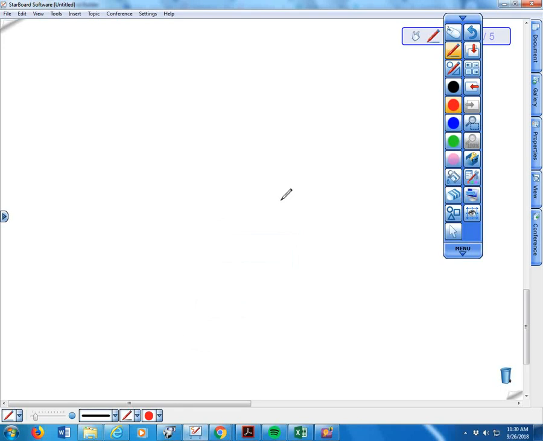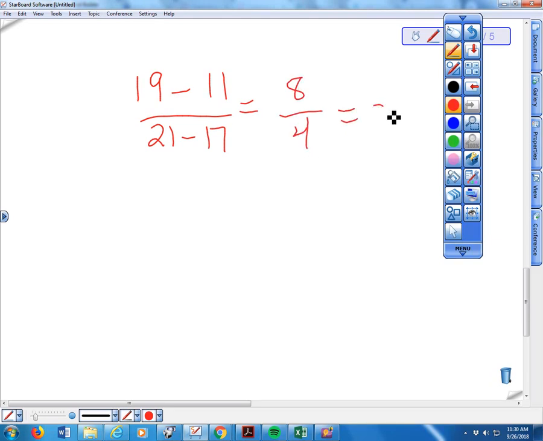Find the slope of the line that passes through the pair of points (17, 11) and (21, 19). So just use the slope formula. It's even on my wall. y2 is 19, y1 is 11, x2 is 21, x1 is 17. 8 over 4, slope is 2. Okay.